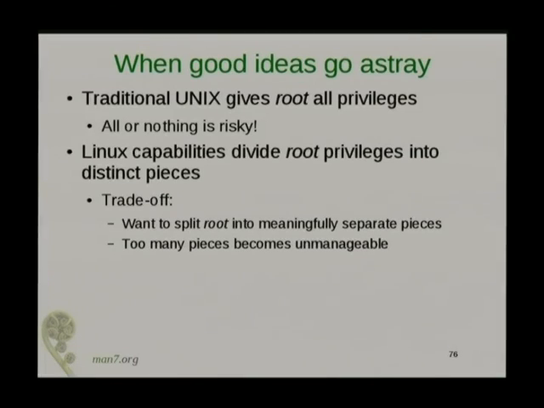Someone came up with this nice idea, or so it seemed, of capabilities. Divide the privilege of root into separate pieces. So you might have a privilege that says you can reboot the system. Or another one which says you can send signals to any process on the system. Instead of giving someone root, which lets them do all these things, you say, well, you have cap kill, allowing you to send signals to anyone. There's a trade-off there. You want to split your root into meaningfully separate pieces, but you don't want so many pieces that it becomes unmanageable. You could have hundreds of capabilities, but then it becomes pretty difficult to manage from an administrative point of view.